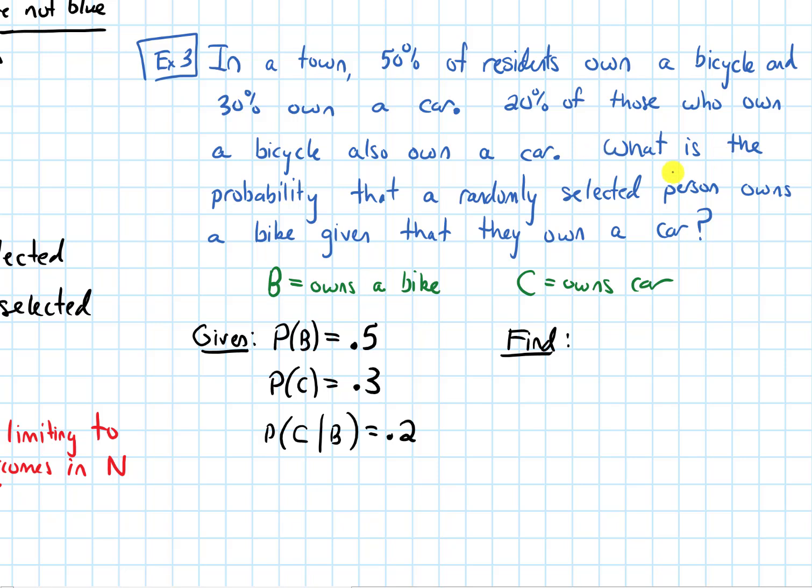So the last sentence tells me what it is that I'm going to find. And that one's a little bit easier because it uses the phrase given that already. So I want to find the probability that a randomly selected person owns a bike given that they own a car. So probability of B given that C occurs.